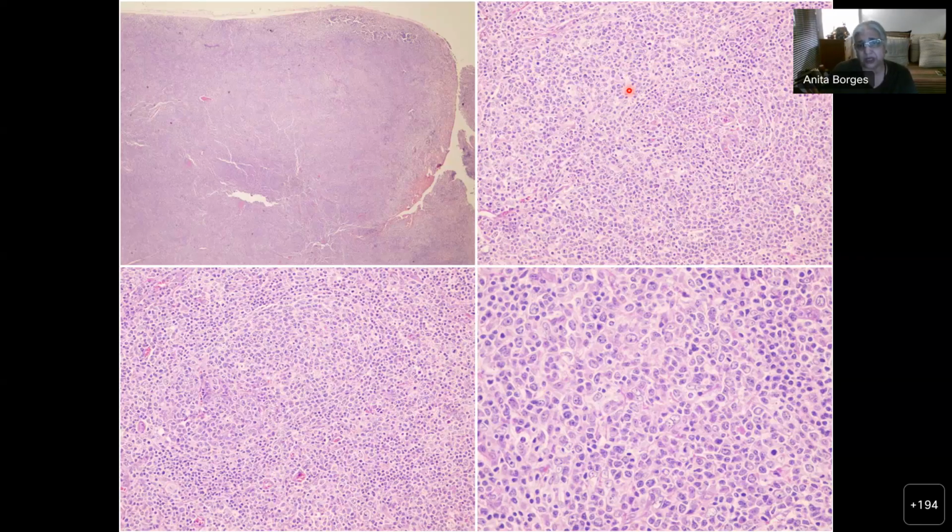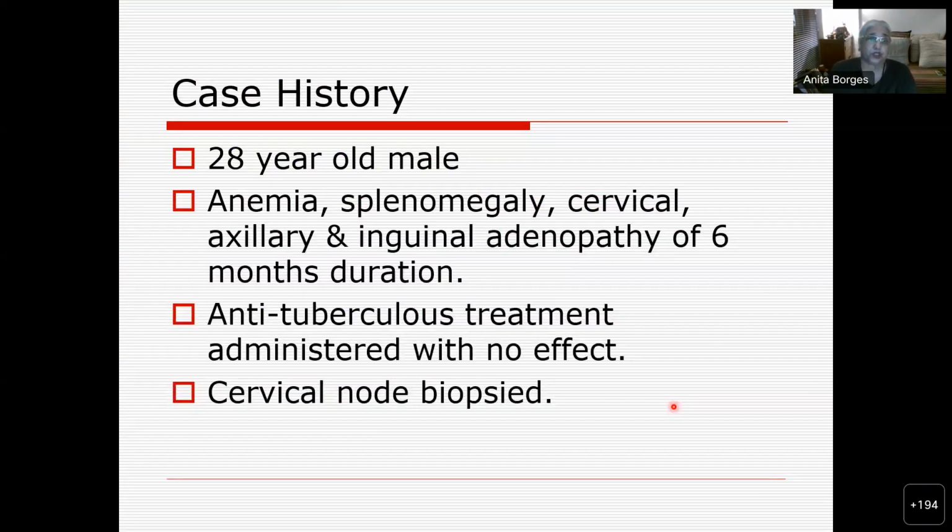But let's see what we see, and then in the interfollicular space, you see reacting large cells, you see small cells, you see a very polymorphous picture. Okay, so now I'll tell you the history. It's a 28-year-old male who had anemia, splenomegaly, and generalized lymphadenopathy of 6 months duration.